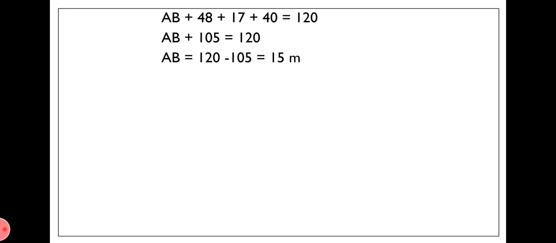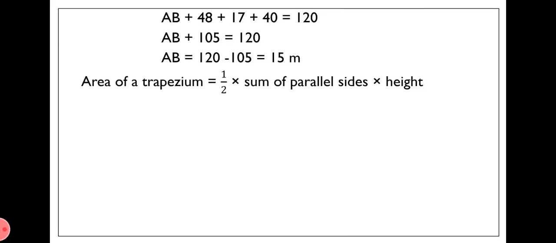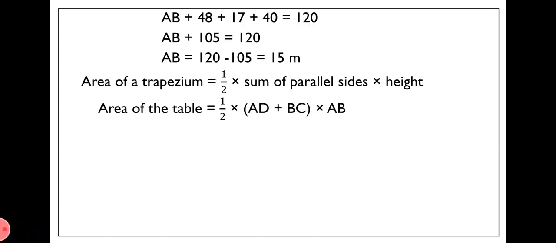Now let's insert this in the formula. That is, area of a trapezium equal to half into sum of parallel sides into height. That is equal to half into, now parallel sides are given AD and BC, so we'll write AD plus BC, and height is given as AB into AB. Now we insert the values of these three sides, that is equal to half into 40 plus 48 into 15, that is equal to half into 88 into 15.